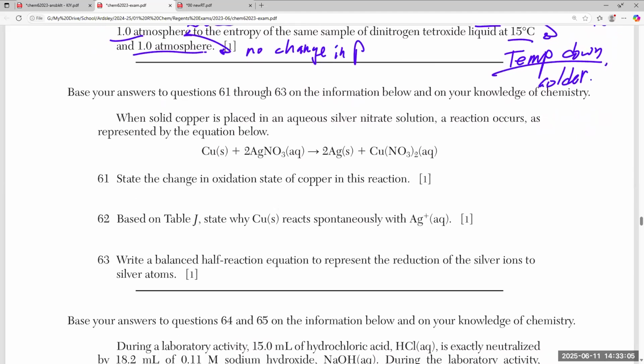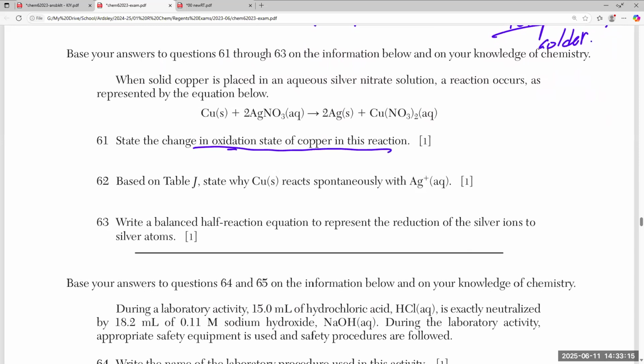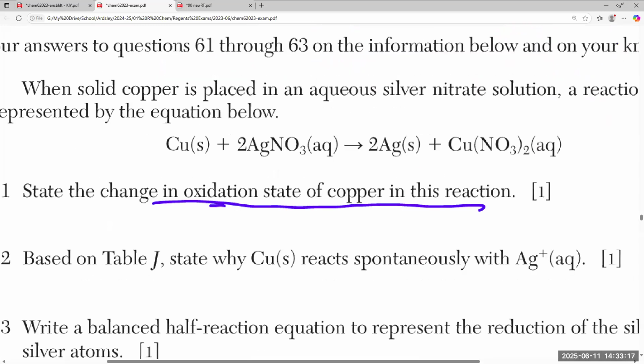When solid copper is placed in an aqueous silver nitrate solution, a reaction occurs as represented by the equation below. State the change in oxidation state of copper in this reaction. All right. So, this is our jam, right? You know how to do this, right? Let's do it. What's that? That's 0, right? What about here?